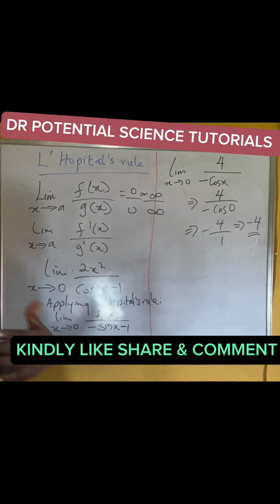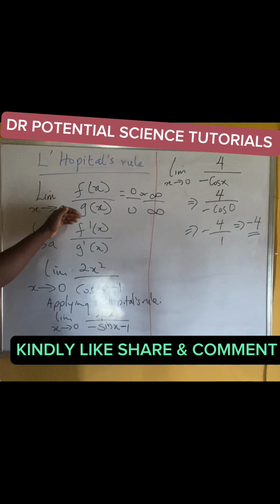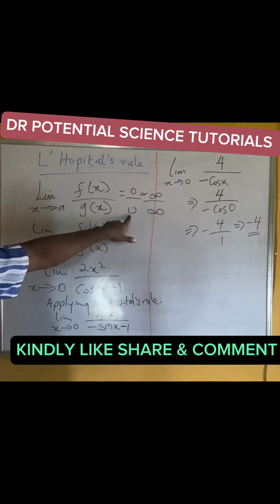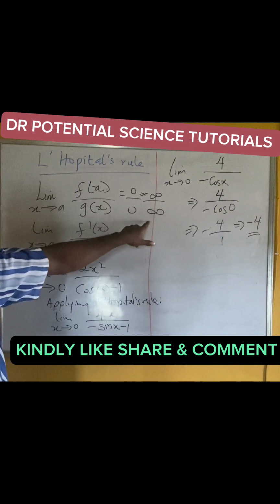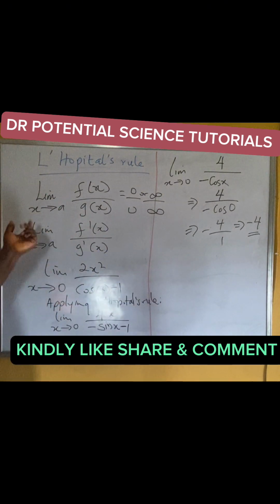So L'Hopital's rule just means that we are trying to differentiate both the numerator and the denominator. So whenever you have a function like this, you are asked to look for the limit. Two functions, the numerator divided by the denominator, and on application or direct substitution of the constant, you're having 0 over 0 or infinity over infinity. That means it is what? Indeterminate.